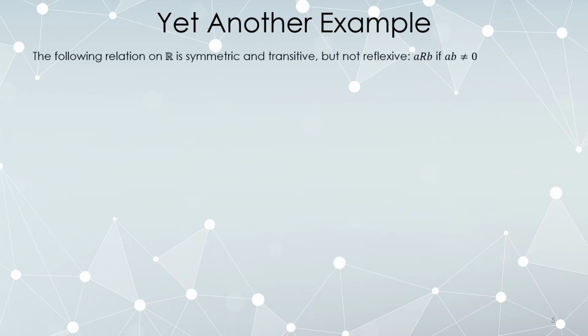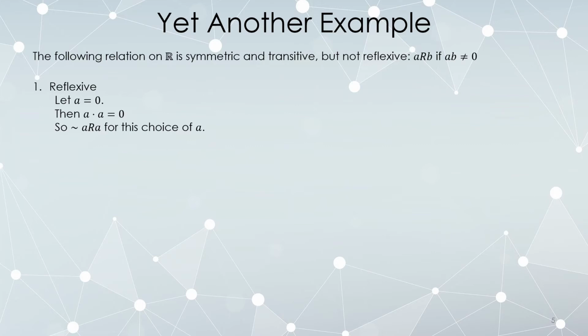Another example, here's a relation that is transitive and symmetric, but not reflexive. A is related to B if the product of the two numbers is not 0. Well, if it's not reflexive, we just need to find one counterexample. Can I find one number that fails this test, that A times itself is equal to 0? Absolutely. If we let A equal 0, then A times itself is 0, meaning it is not related to itself.